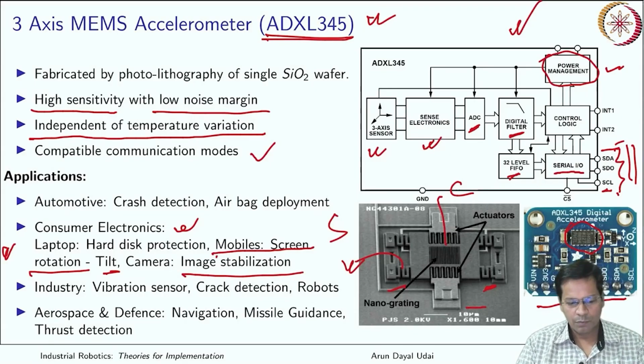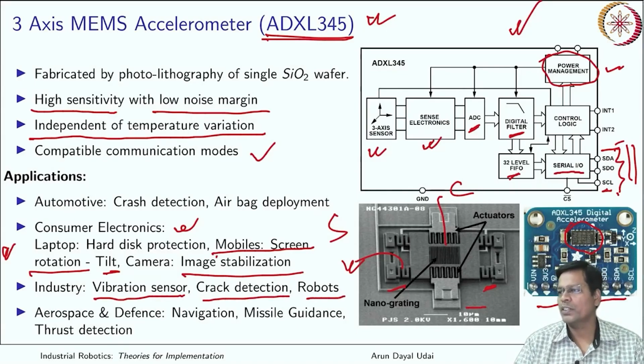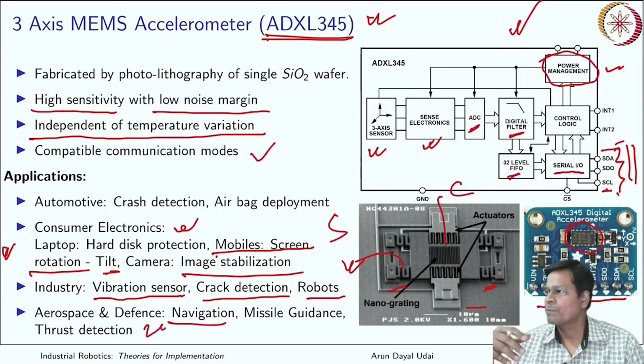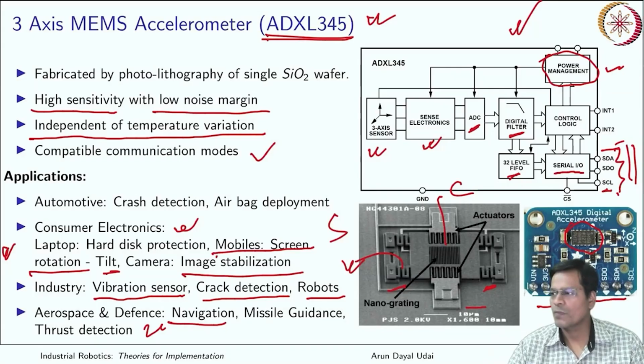In industry, you have vibration sensors, crack detection, and definitely robots make use of this, right? And in aerospace and defense, definitely for navigation purposes, missile guidance, thrust detection, all of these use this type of accelerometer. Okay, so that's all for, at least, the MEMS based accelerometer, which is very, very sensitive.